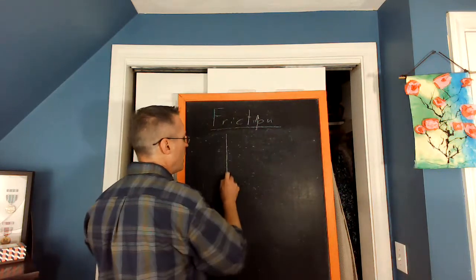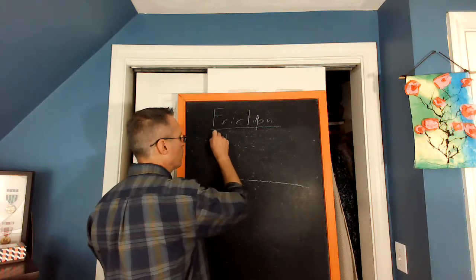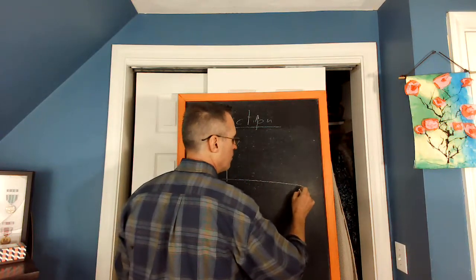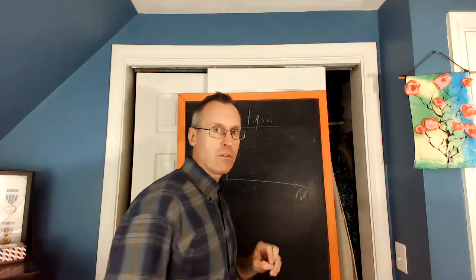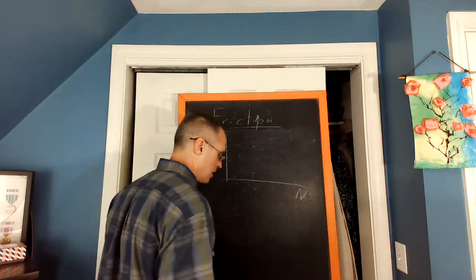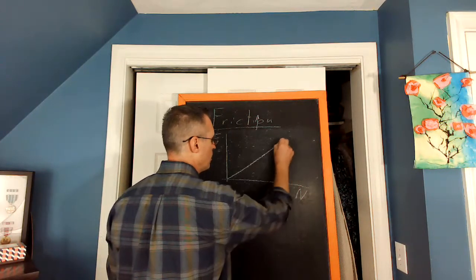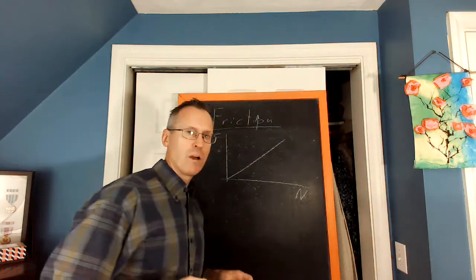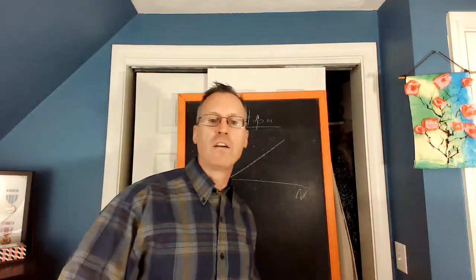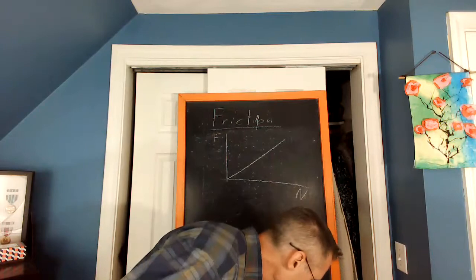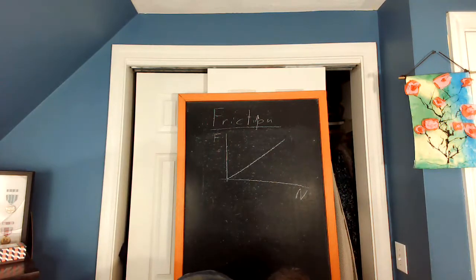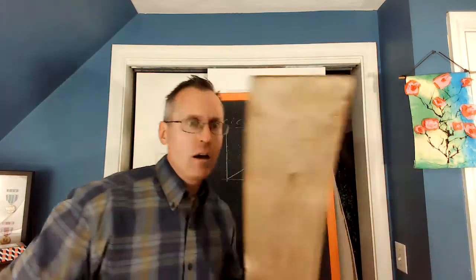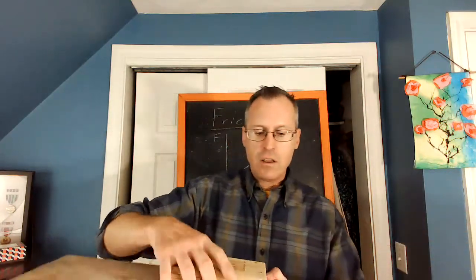So if you were to make a graph of the force of friction versus the normal force, you would get a straight line. Now, you're probably saying at this point, Golis, you need to clarify this. What are you talking about? You might also notice that the heavier an object is, the more friction you get.